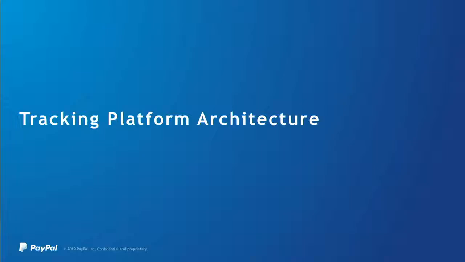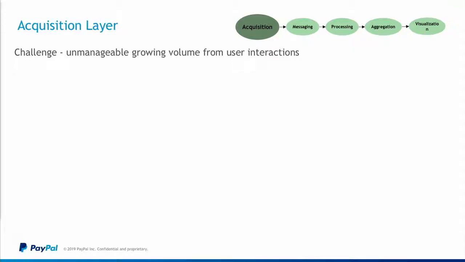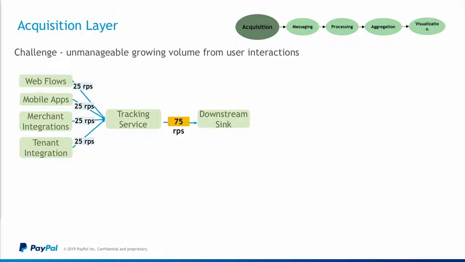Moving on to the architecture. The first part is acquiring the data. So we said the data is from multiple different sources. So how is the acquisition layer built? The biggest challenge with the acquisition layer is unmanageable growth in the data that we are getting. So we have our tracking service. It gets data from the web flows, mobile flows, merchant integrations, tenants, and so on.